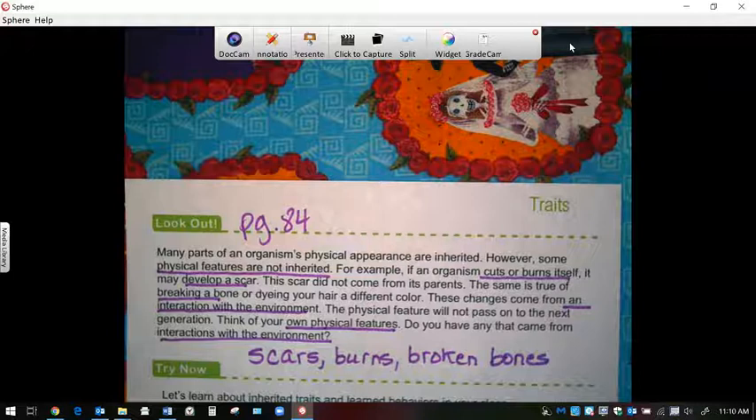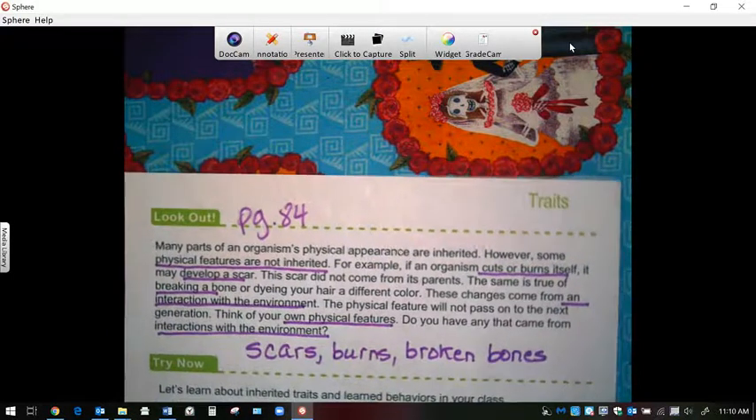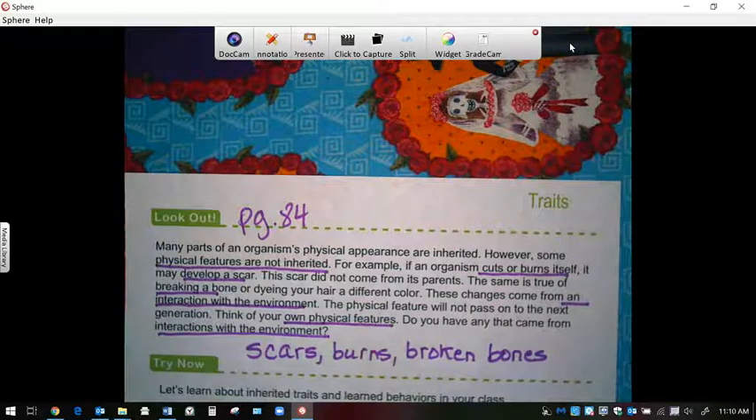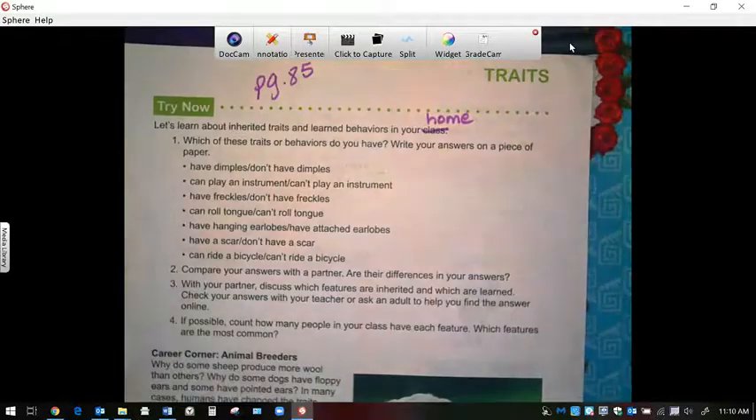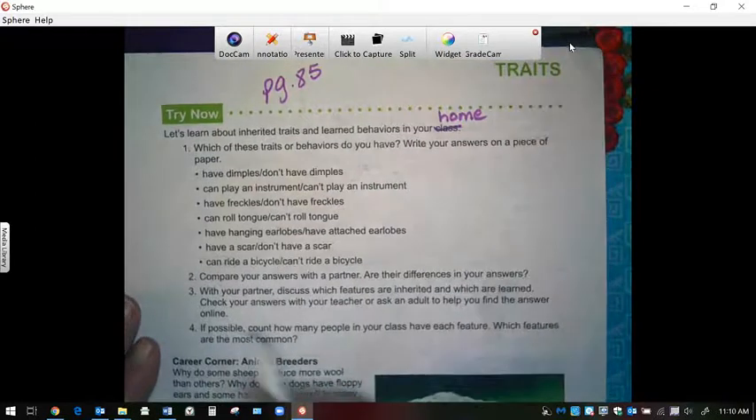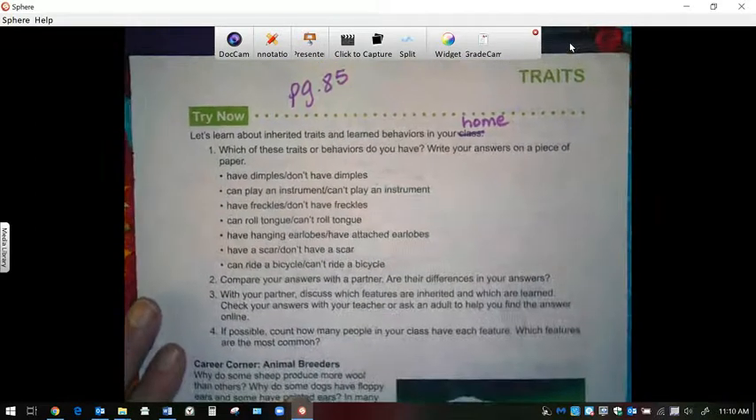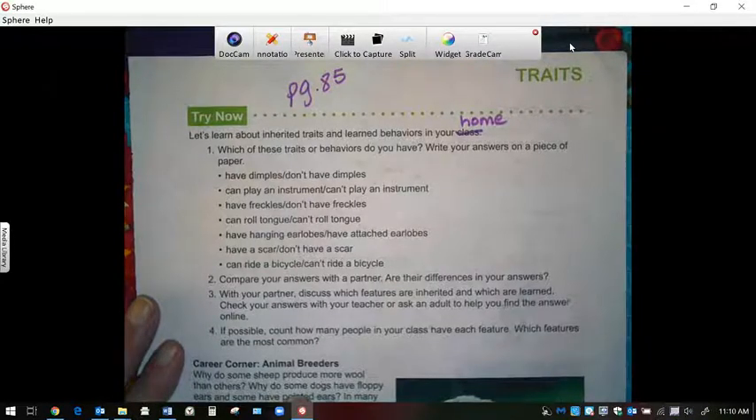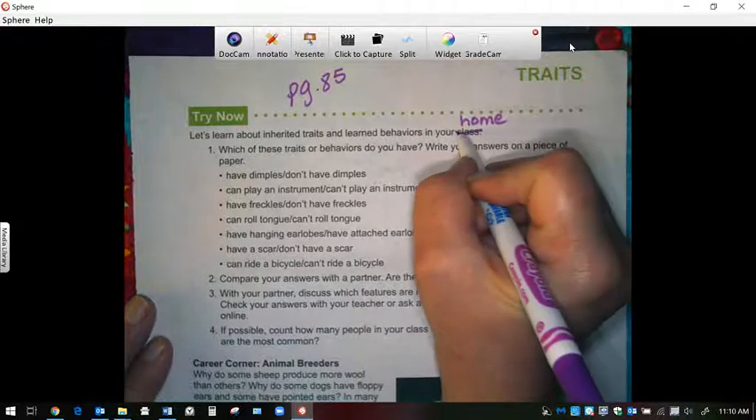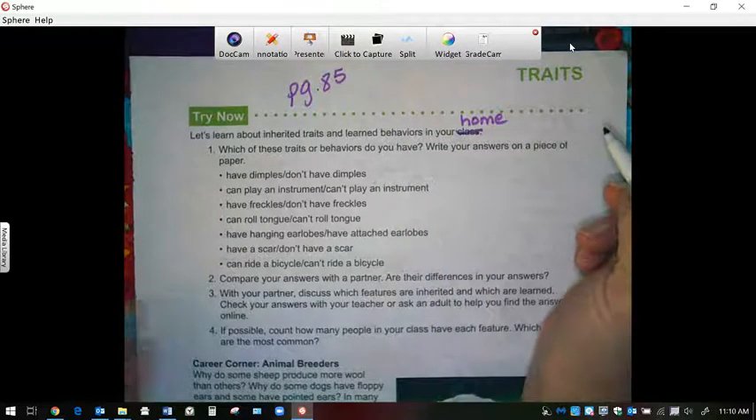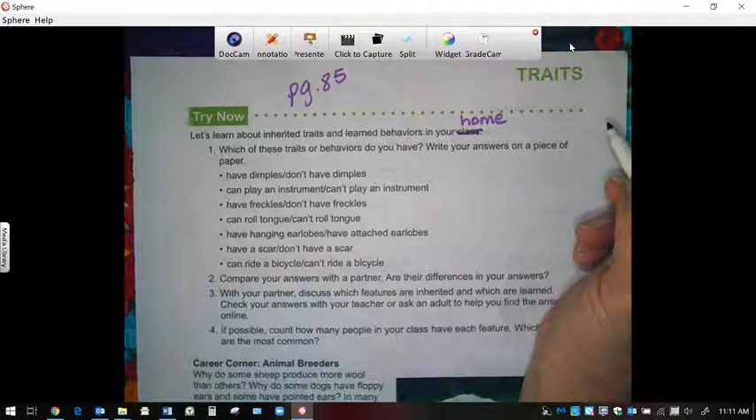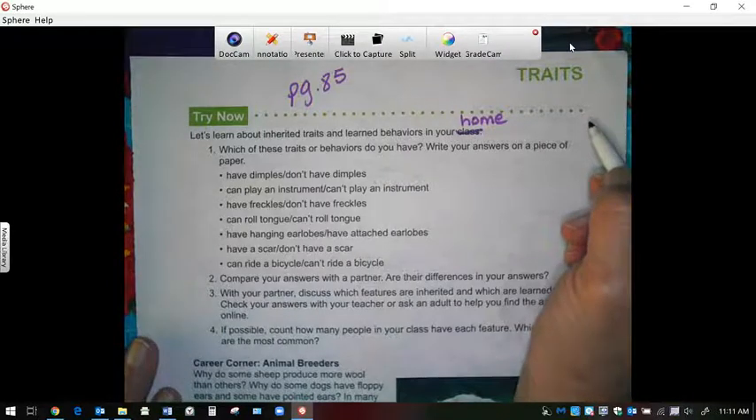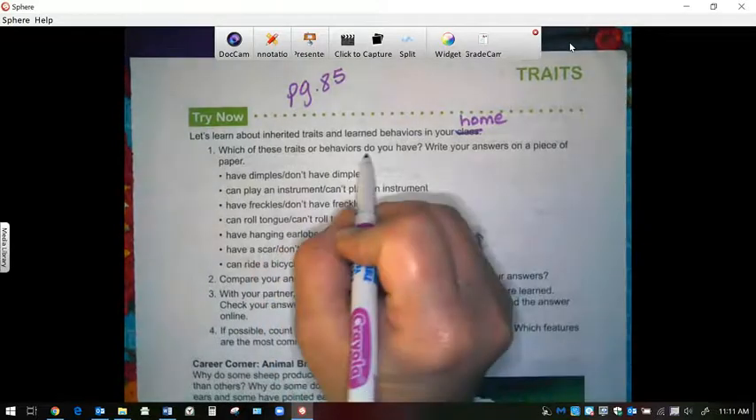All right, so now we're able to turn to page 85. On this page, it says try it now. And it says let's learn about inherited traits and learned behaviors in your class. I want you to change the word class to home because, of course, we are at home. We're not going to school at this time. Which of these traits or behaviors do you have? Write the answers on a piece of paper. So you're looking at which ones do you have.